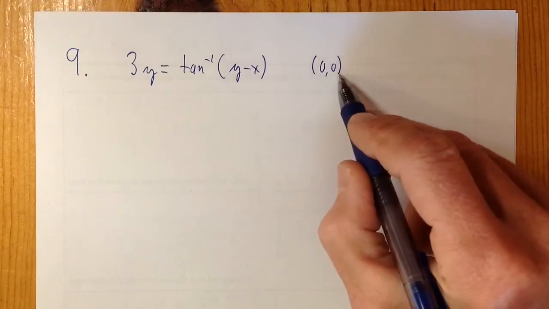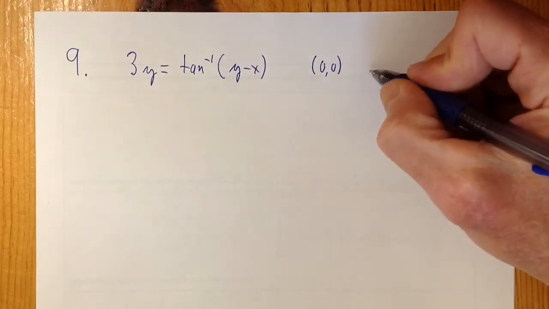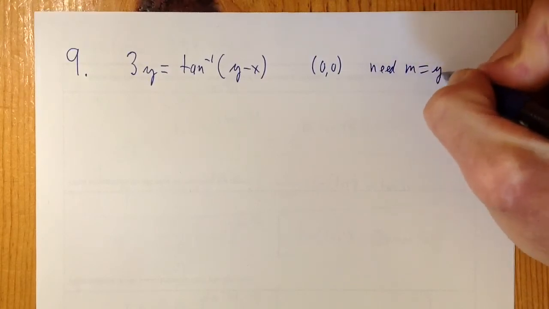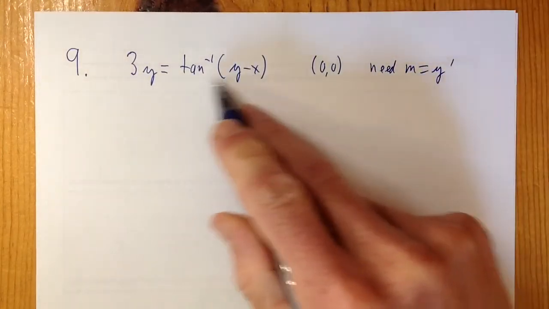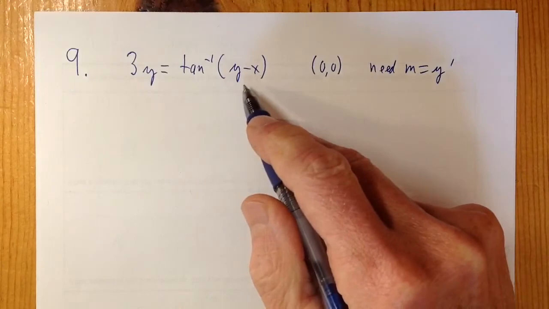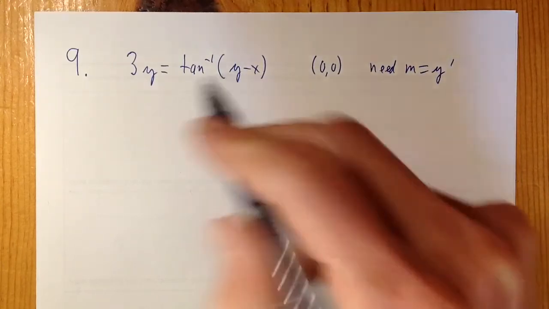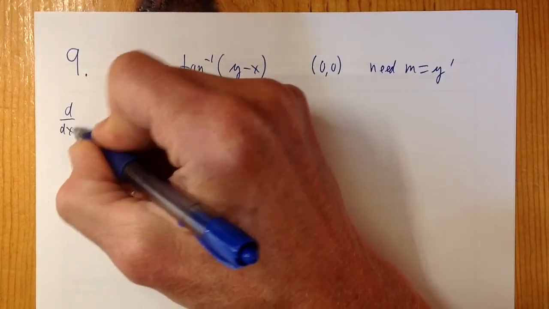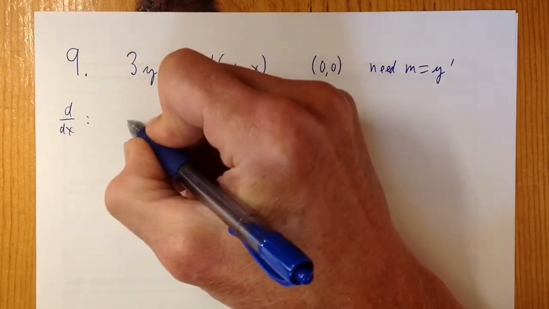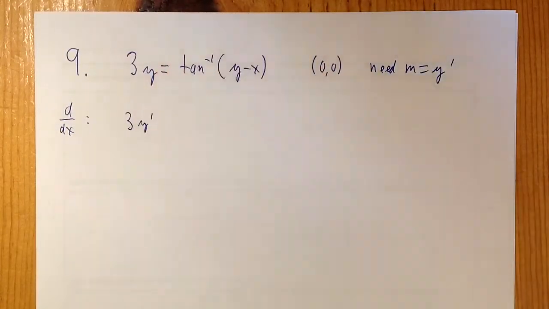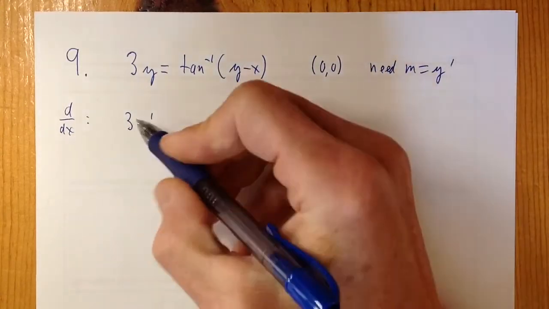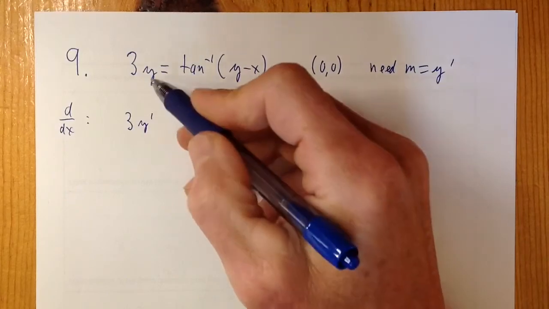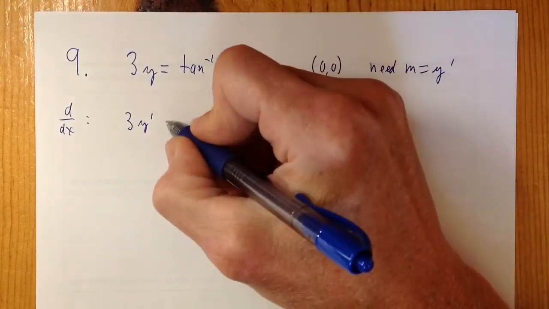Okay, so here's our point, and we always need a point and a slope. So what we need to find is our slope, which of course is the derivative of y. We can't solve for y here and take the derivative, so we have to do it implicitly. So we're taking d/dx of the whole thing. The derivative of 3y is just 3y prime. Remember, if it was y squared, it'd be 2y times y prime, but a y by itself is just y prime. That's the easiest one there is.